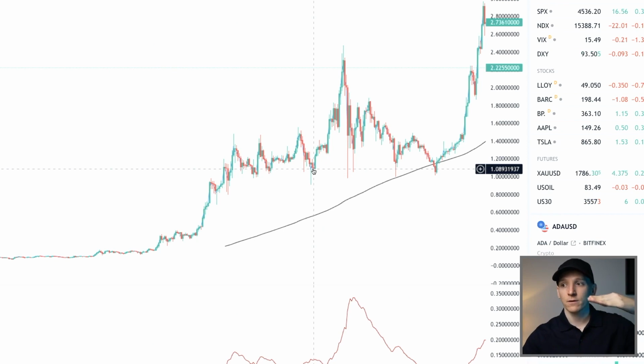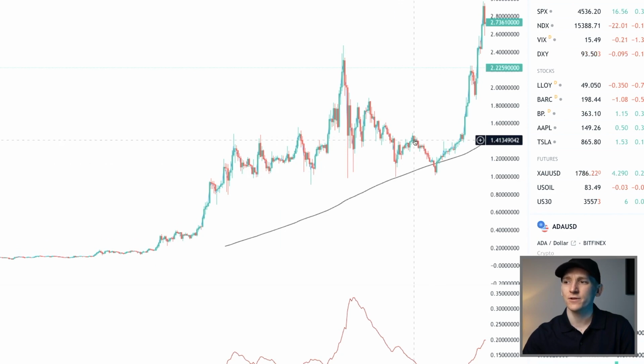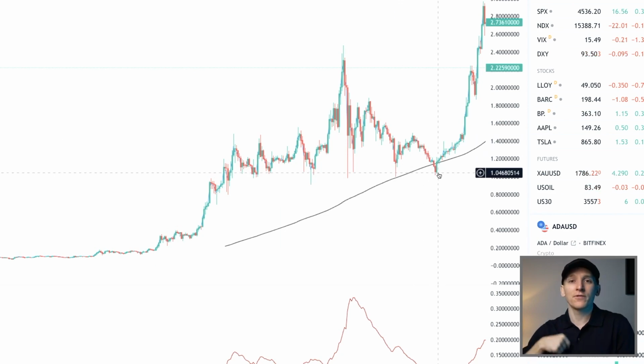This is an absolute area of support, and you can see more intraday moves that are all coming down to around $1. Here, even during the huge sell-off, you have this dollar level. That is a massive area of support.